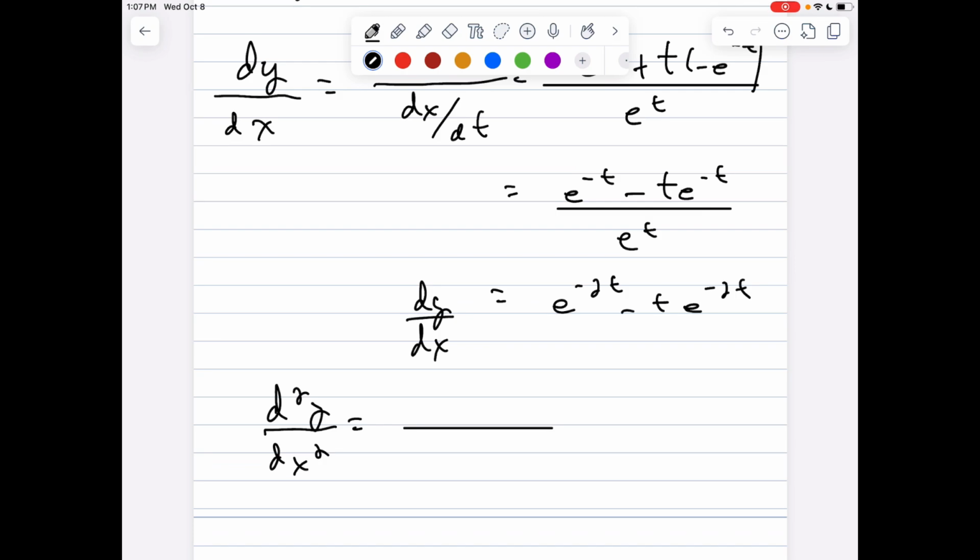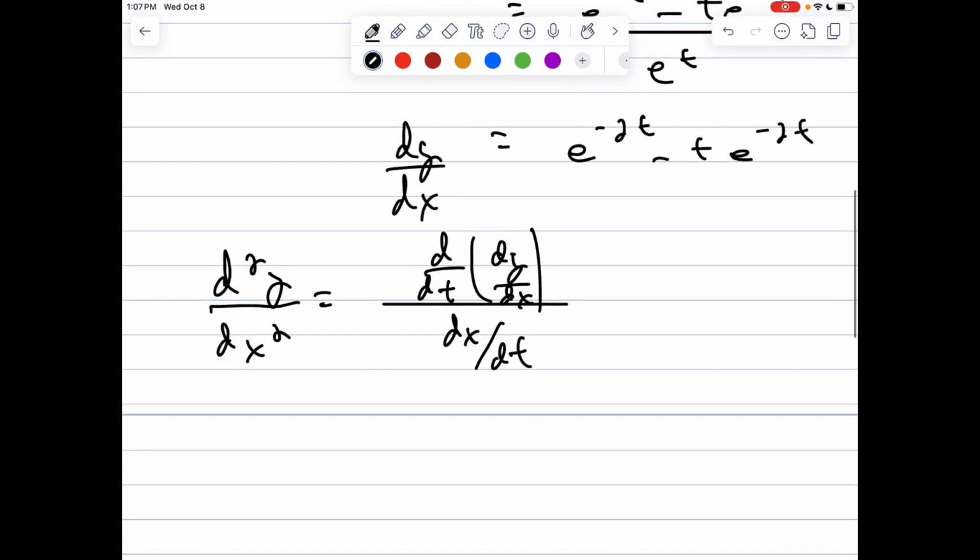Now, for d squared y/dx squared, the second derivative, the way it works is like this. You take dx/dt again on the bottom, but on the top goes d/dt of dy/dx. So basically, the result you got from the first derivative, you take the derivative of that with respect to t, that goes on top of this fraction, and then you divide by dx/dt. I won't go into why that is, that's for another day. So just take my word for it.